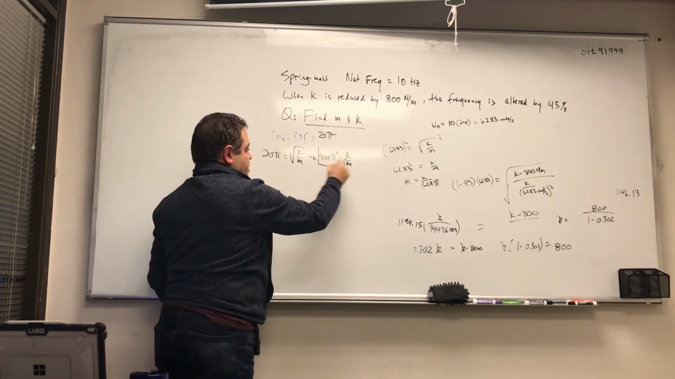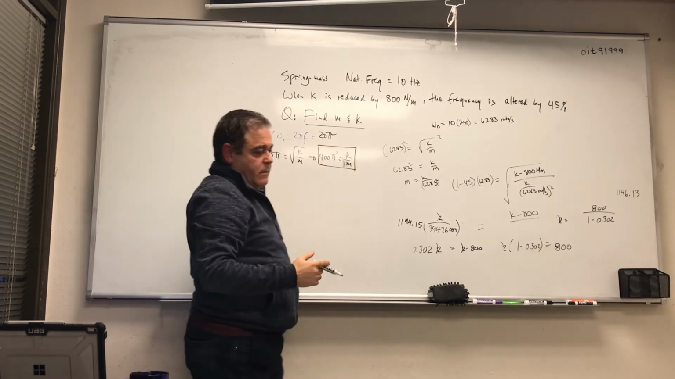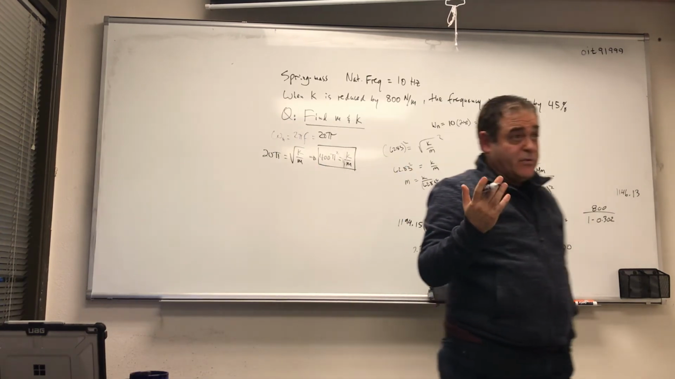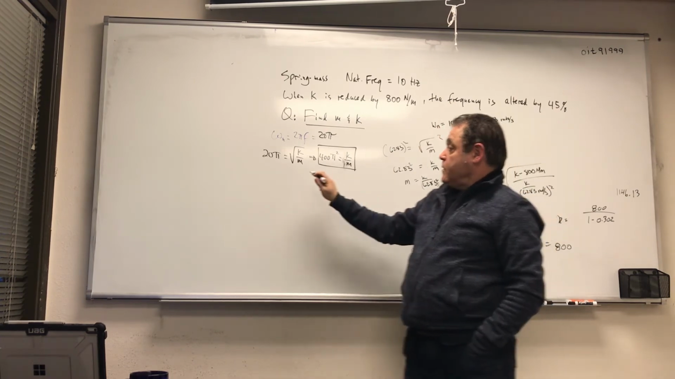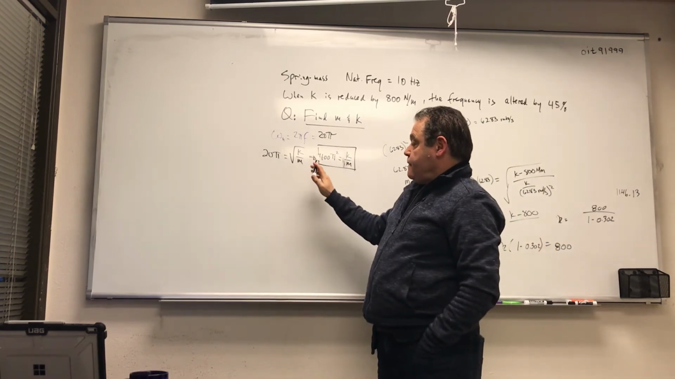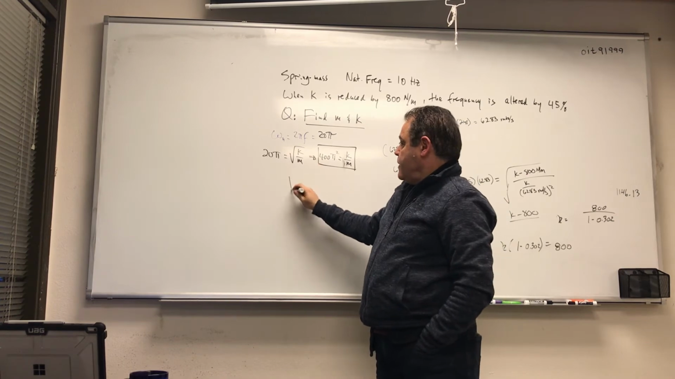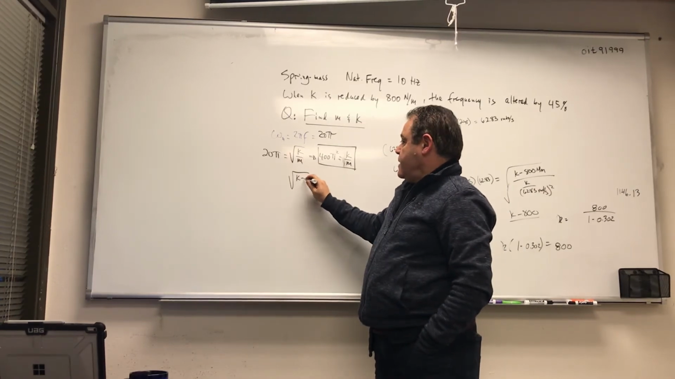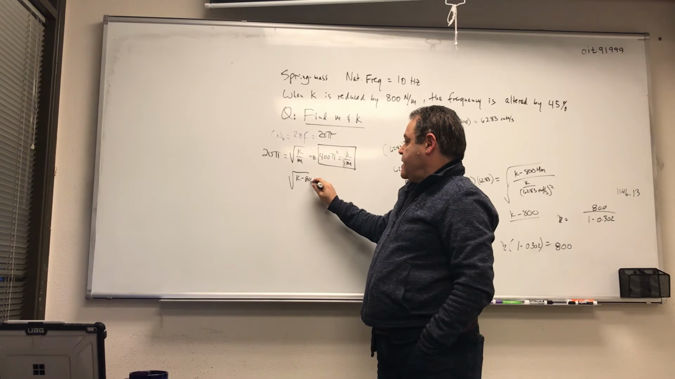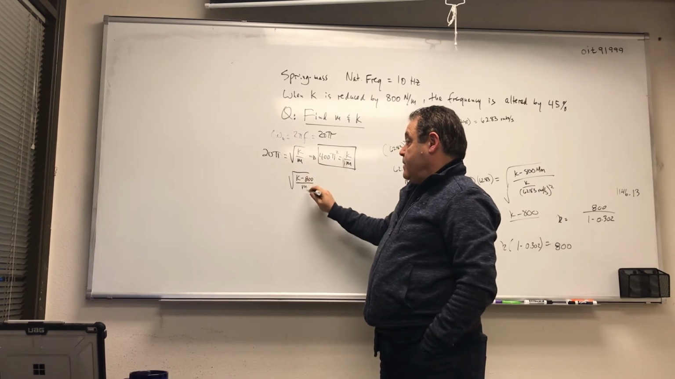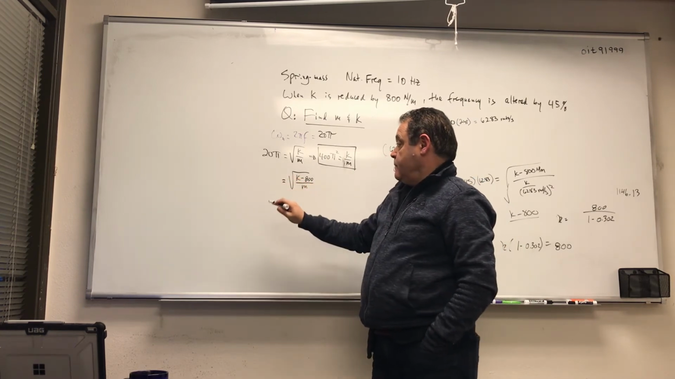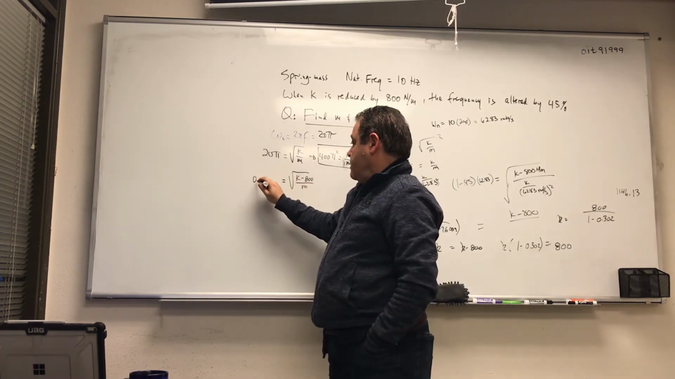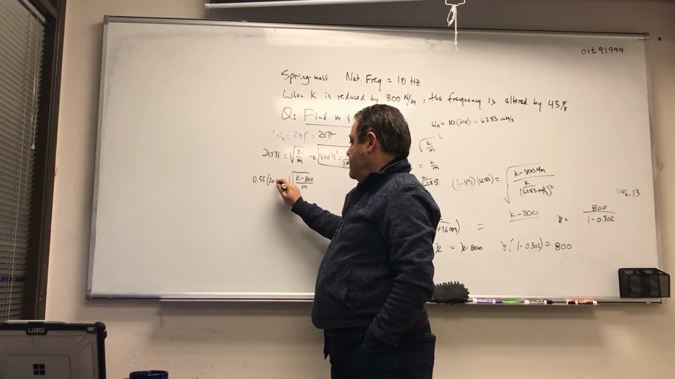Okay, my first equation, right? And I know that I need to find another equation to solve for the system. My second equation is coming from what we were told. It says that if you reduce this by 800, that means I'm going to have k minus 800 divided by m is equal to how much? 0.55 times this 20 pi.